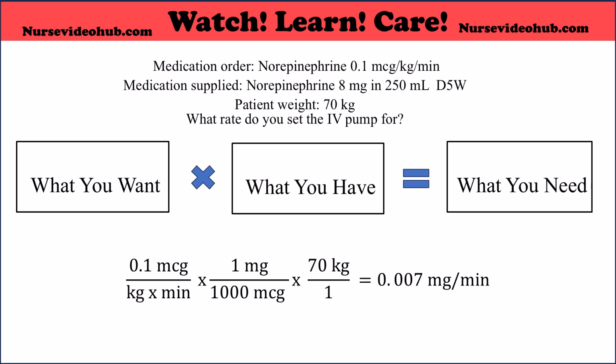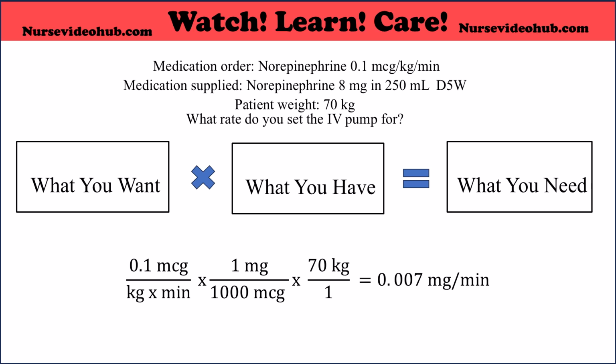The desired or prescribed amount is 0.1 micrograms per kilogram per minute. The supplied medication is in milligrams, so you need to convert the desired dose from micrograms to milligrams. Then you can calculate the dose based on the patient's weight. Then you will be able to calculate the IV pump rate.